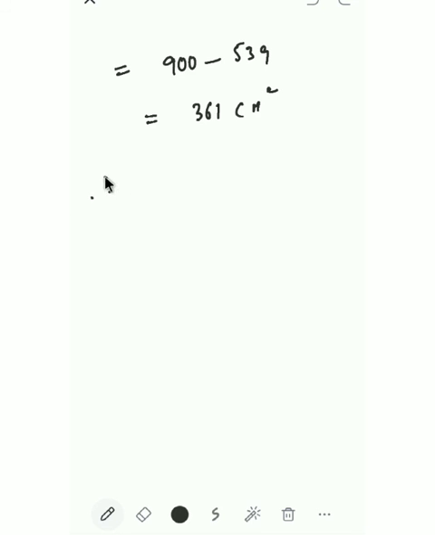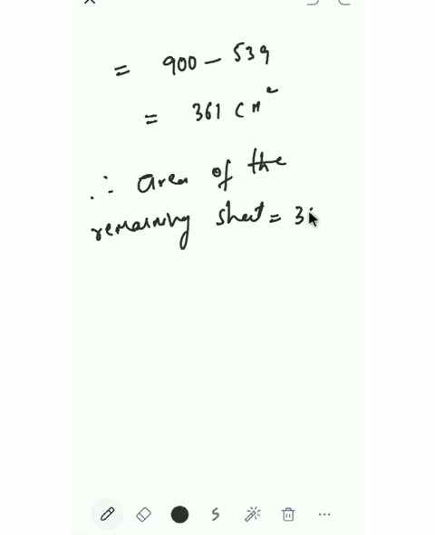Therefore the area of the remaining sheet is 361 centimeter square. That's it, the solution. This is 1, not 9.